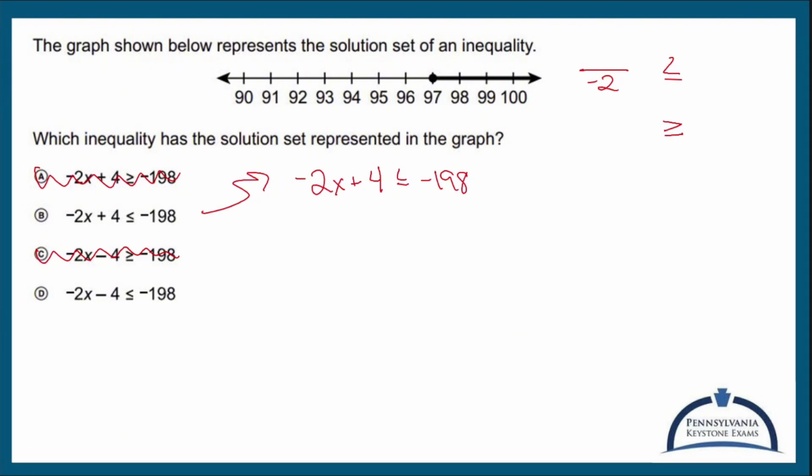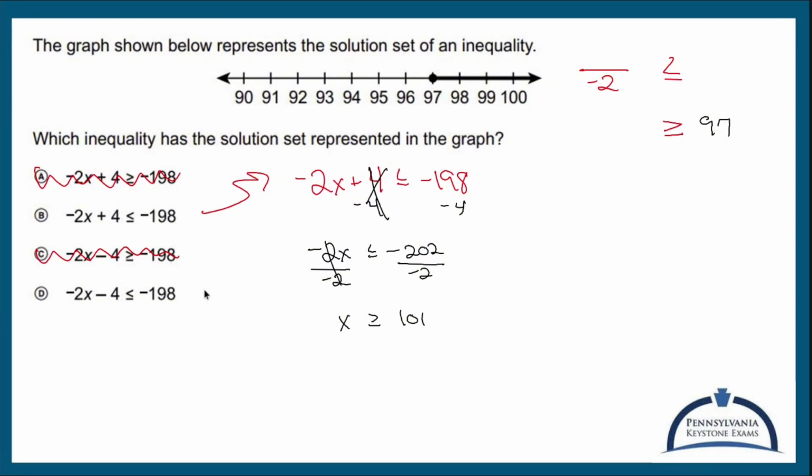Let's subtract 4 from both sides. Minus 4, cross you out. -2x is less than or equal to -202. Divide both sides by -2, which means, yep, flip the sign, and x is greater than or equal to +101, which is not what I want. I want greater than or equal to 97. So let's just make sure D works.